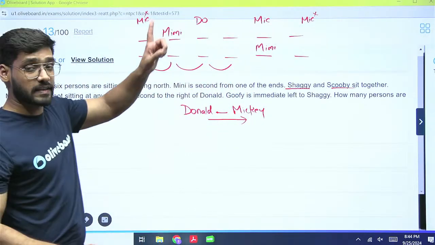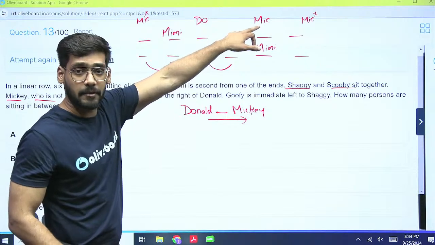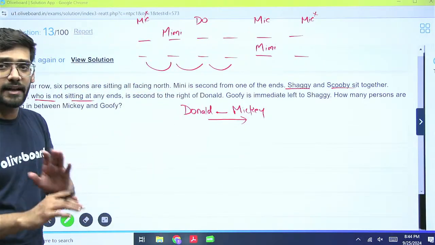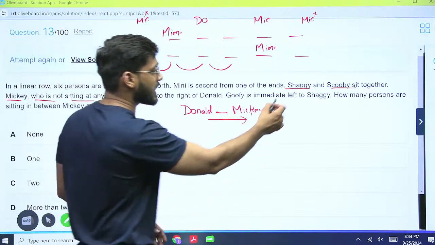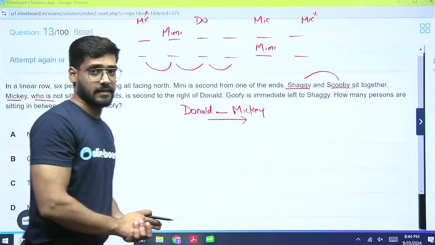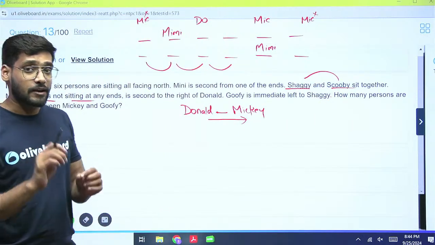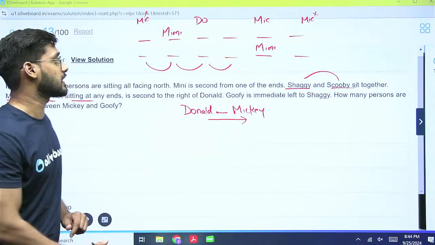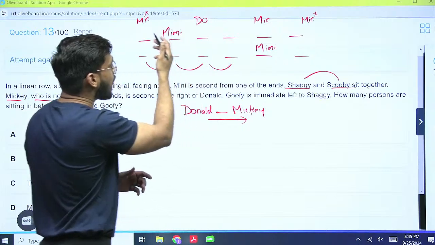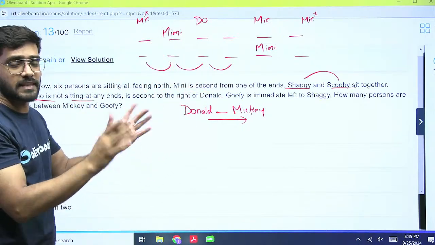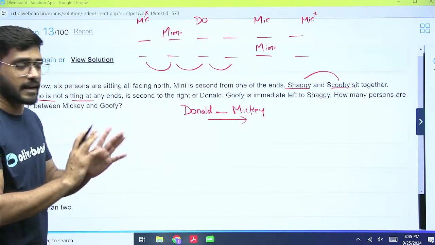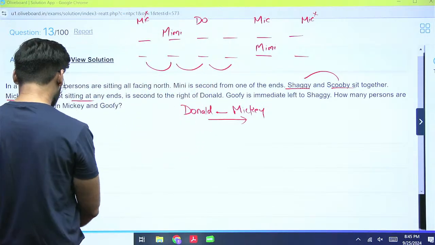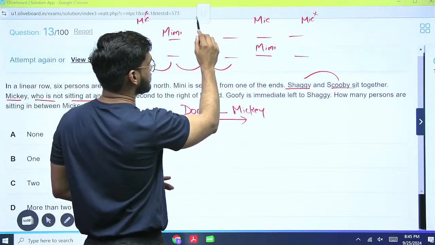But if we are using this case that Donald and Mickey are coming over there, then there are no possible places left for Shaggy and Scooby to sit together. Are you getting the point? If we are fixing Donald and Mickey, then how are you going to fix Shaggy and Scooby? There are no two consecutive positions left, right? So we cannot fix Donald and Mickey over there. I hope you are getting my point. Okay, so Donald and Mickey will not sit like this.